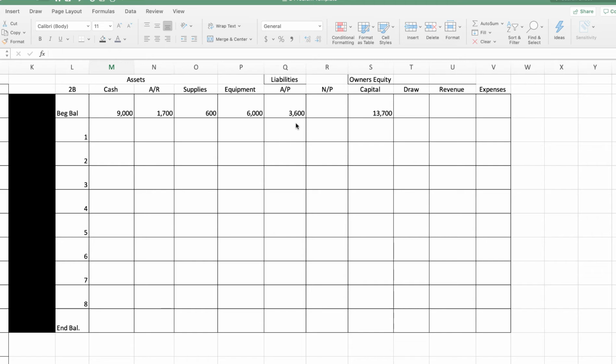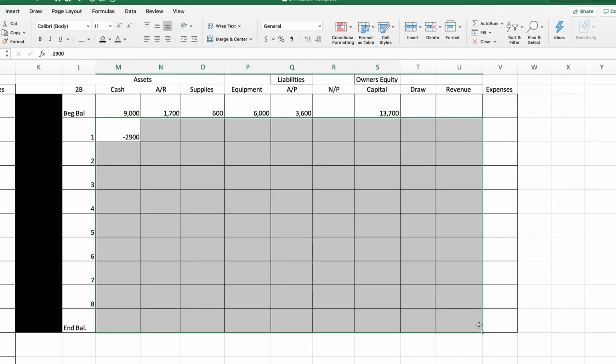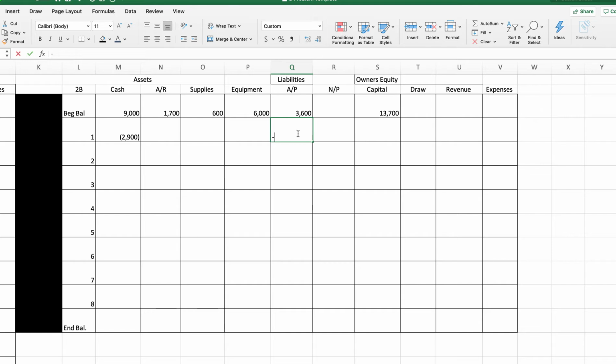Number one, paid $2,900 cash on accounts payable. What that means is we paid cash to settle a liability. So my cash has to decrease, so I'm going to put minus 2,900. And what else is decreasing? My accounts payable, because I'm paying that liability. I don't owe that money anymore. So I'm going to decrease accounts payable by $2,900.